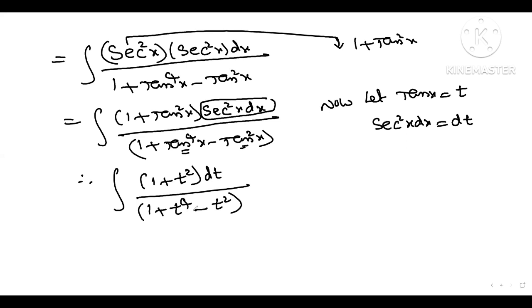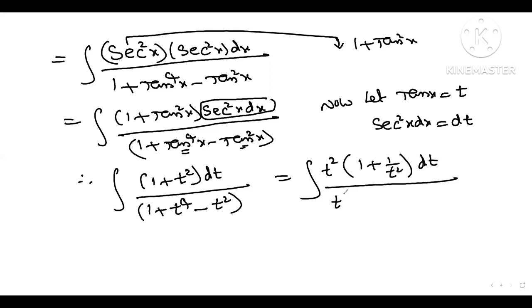Okay, this kind of problems, here t square you should take common on numerator as well as denominator. T square I take common: 1 plus 1 by t square. In the denominator I take t square common. What we get here? 1 by t square plus t square minus 1. Here t square gets cancelled. What we get here? Integral.